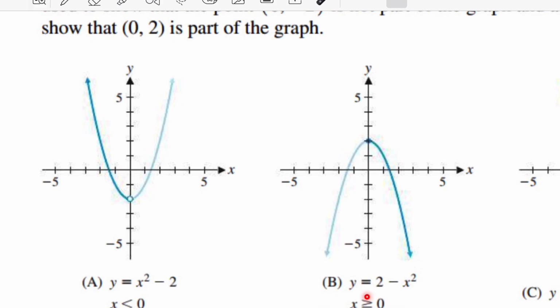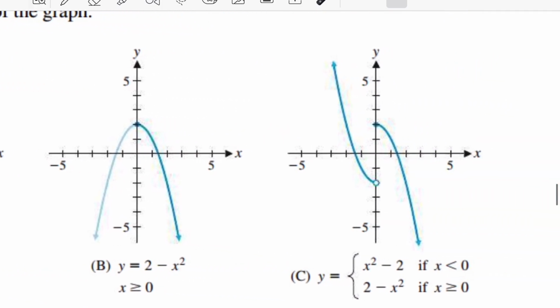However, we are defined on this domain here. So whenever our x values are greater than or equal to 0, so these are all of our positive x values. So our graph is only defined in this region here. And then there's a closed circle here because we are including 0 in that domain.